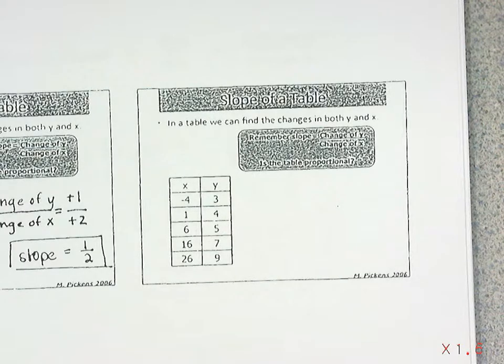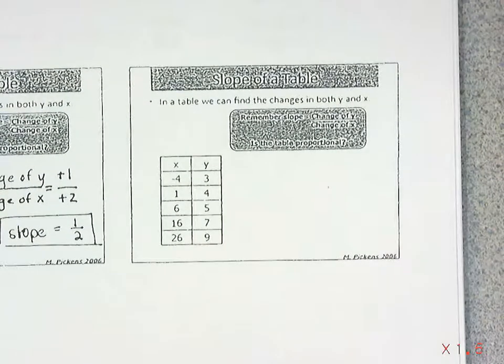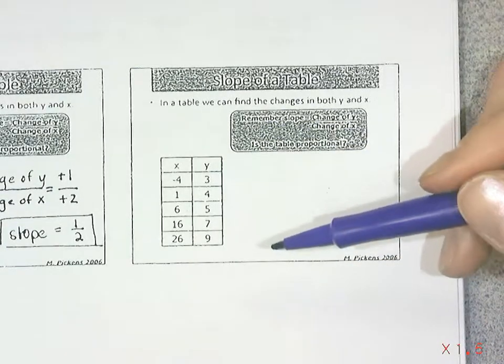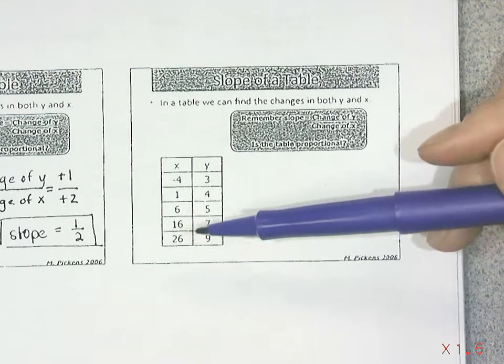Okay, so today we're getting the slope from a table. I'm just going to do a few examples so that you guys know how to do these problems. We have a table and we're just trying to figure out how much it's changing, so how much our y values are changing and how much our x values are changing.